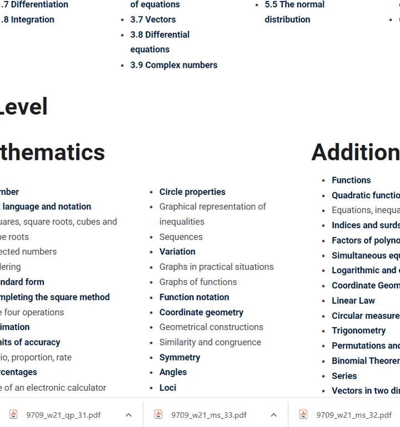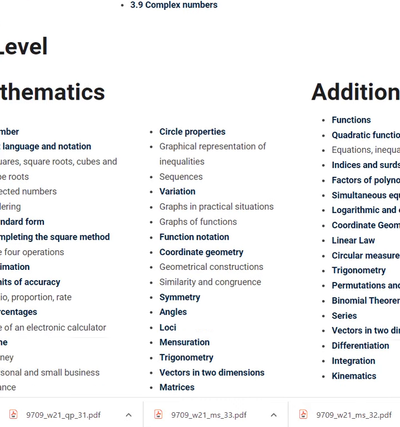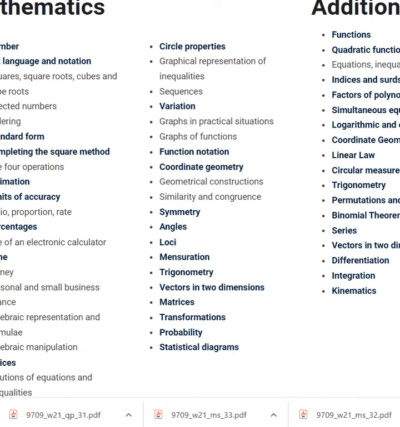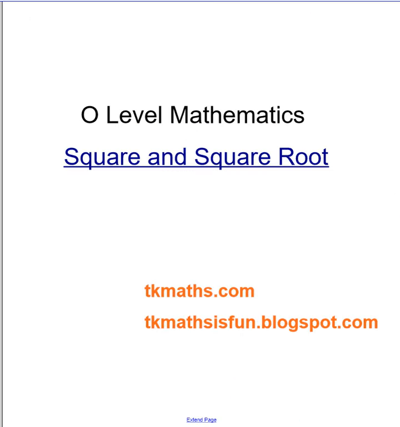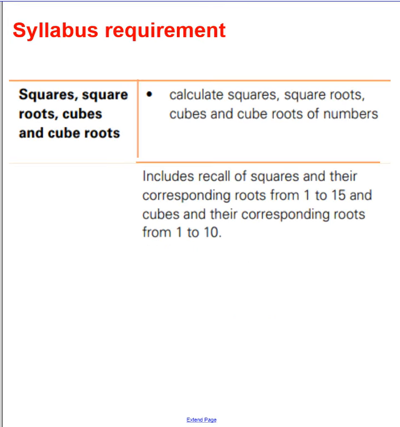Now, they are not only in O level, even in IGCSE or any other board, because basic math for year 10 is approximately the same, right? So let's go back to the screen. So we will do a topic square and square root, right?